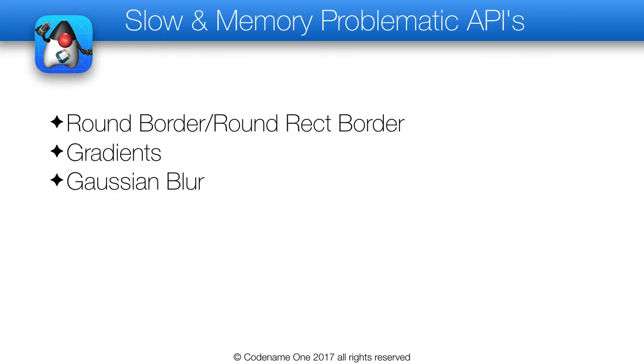Gaussian blur is an inherently slow algorithm. There is no getting around it. If you need to use this API, you need to use a trick like call serially on idle or a thread. Notice that APIs such as Drop Shadow use Gaussian blur under the hood.